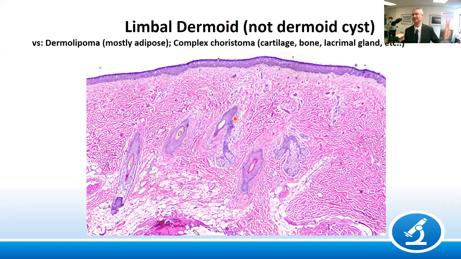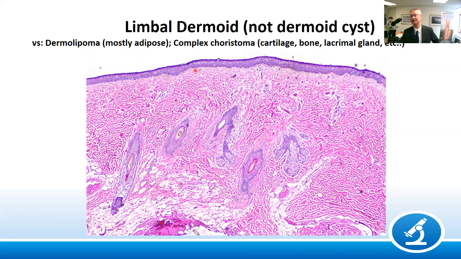Now, be careful with this terminology. This is not a dermoid cyst that we think of elsewhere in the body, in the ovary, or in the brain. When neuropathologists, we see these sometimes in the sella turcica region and other places. So just be careful of that terminology. The differential diagnosis is the splitting of the limbal dermoid into the so-called dermolipoma, where the stroma would be mostly adipose tissue.